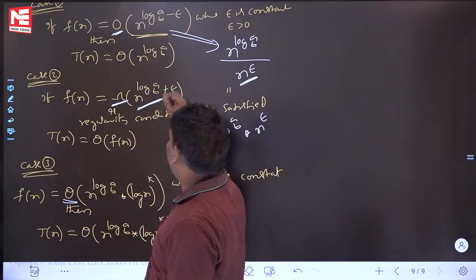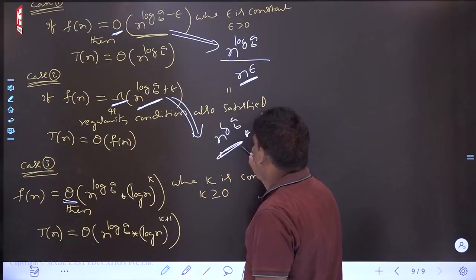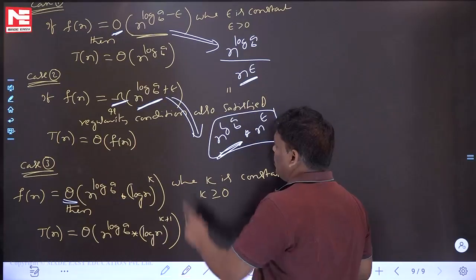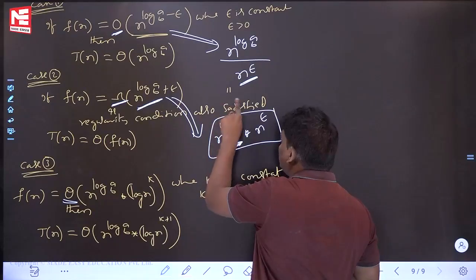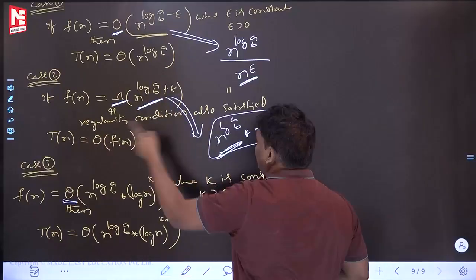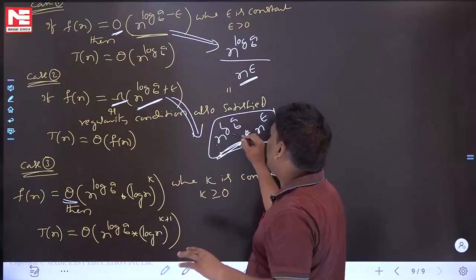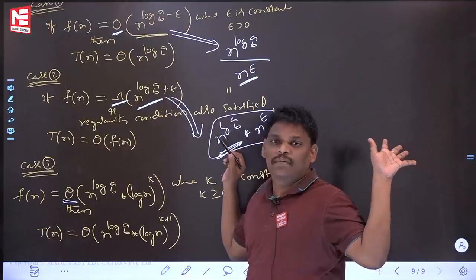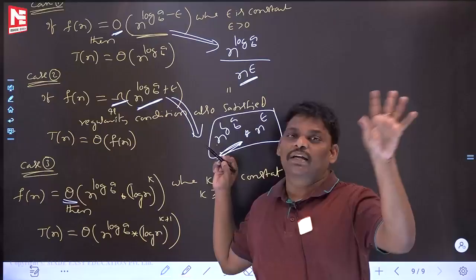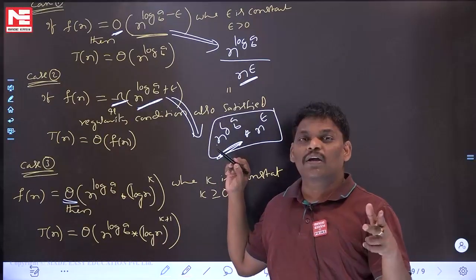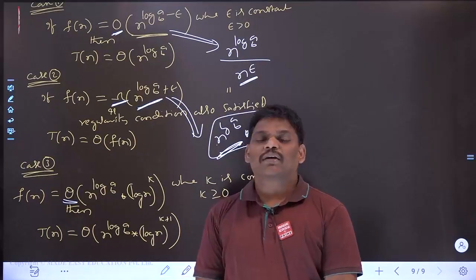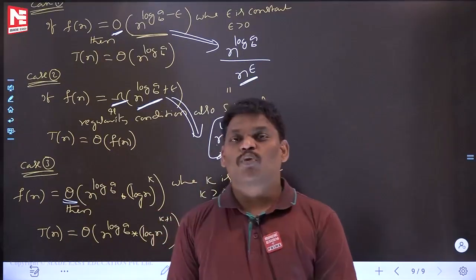In case 2, n power log a base b is smaller, but if you multiply it by a polynomial, then it is equal to f of n. Case 2 is saying that n power log a base b is smaller by polynomial time. Case 1 is saying that n power log a base b is greater by polynomial time. Case 2 is saying that n power log a base b is smaller by polynomial time. Right? Please be careful. Can you help me? According to case 1 of the master theorem, what is the answer?